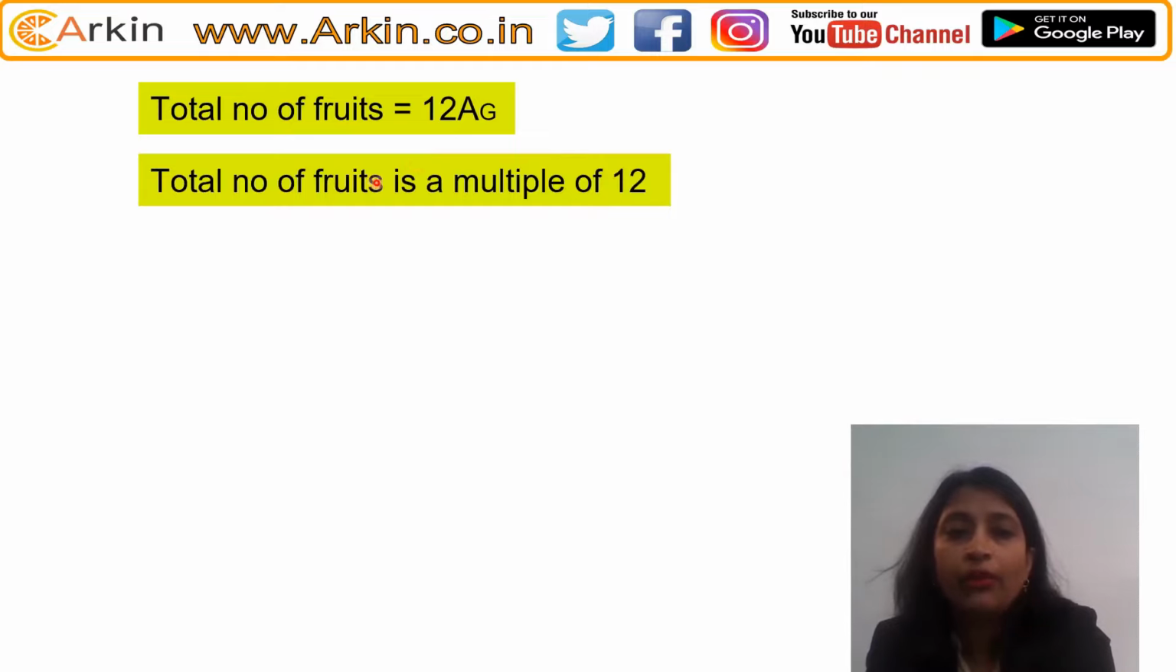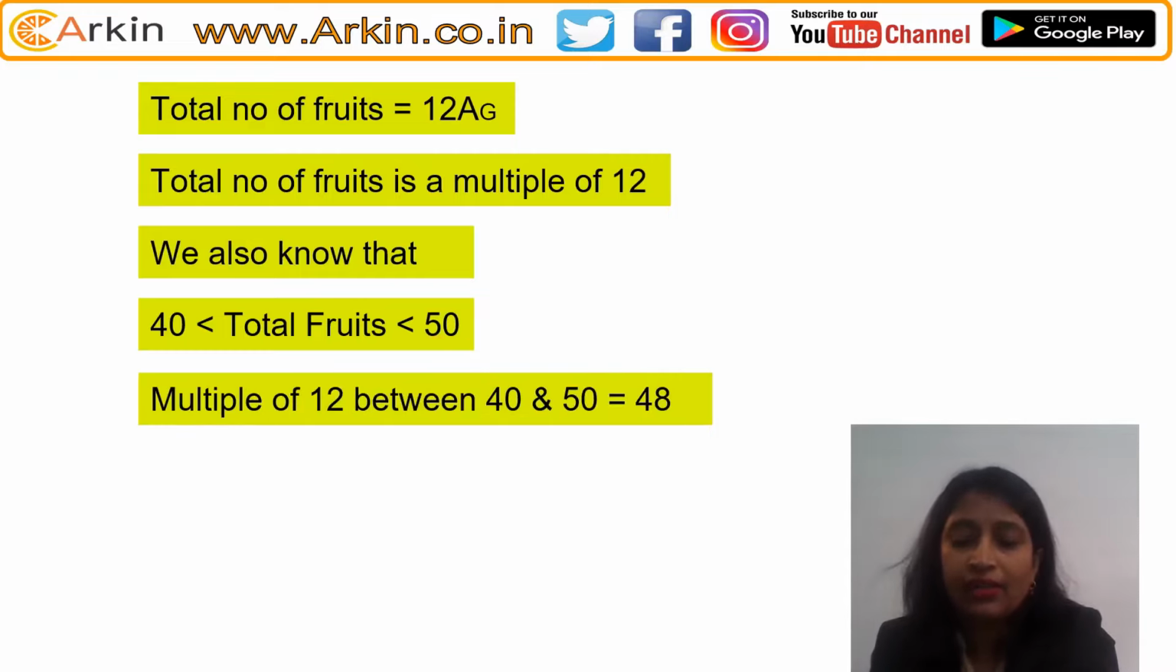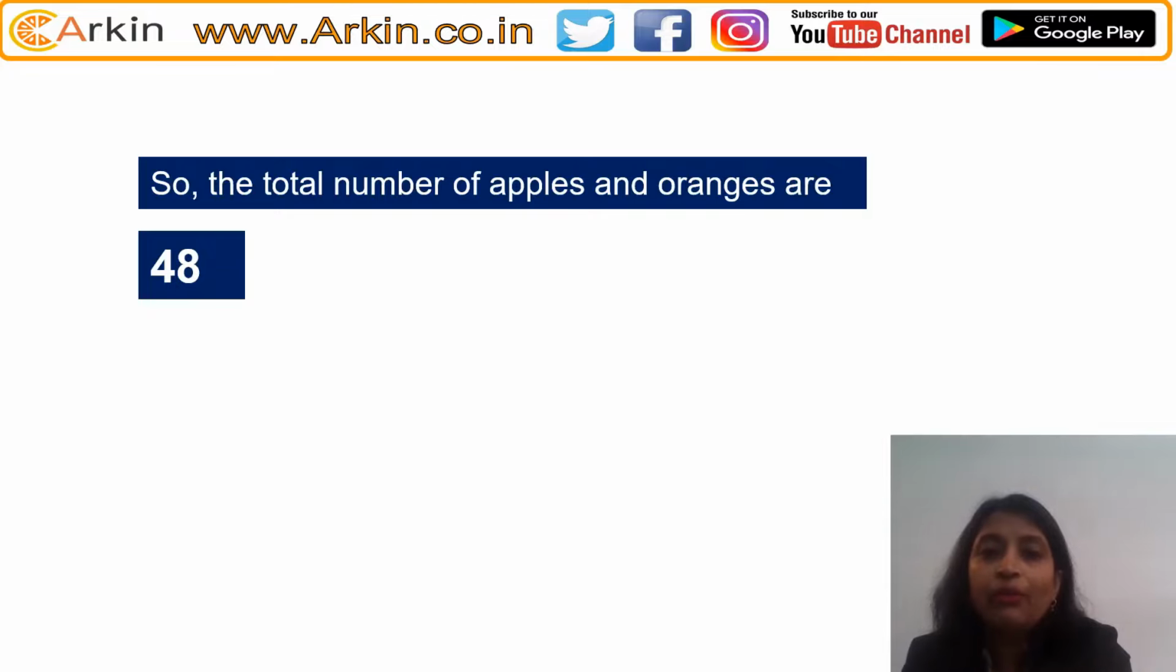But that means that the total number of fruits is a multiple of 12. It's given as 12AG, so that means it is a multiple of 12. We also know that the total fruits are greater than 40 but less than 50. So ultimately what we are looking for is a number, a multiple of 12, which is greater than 40 and less than 50. So the question becomes easier. What is that multiple of 12 which is greater than 40 but less than 50? There is only one multiple, that is 48. So the total number of apples and oranges is 48, and that will be the answer here.